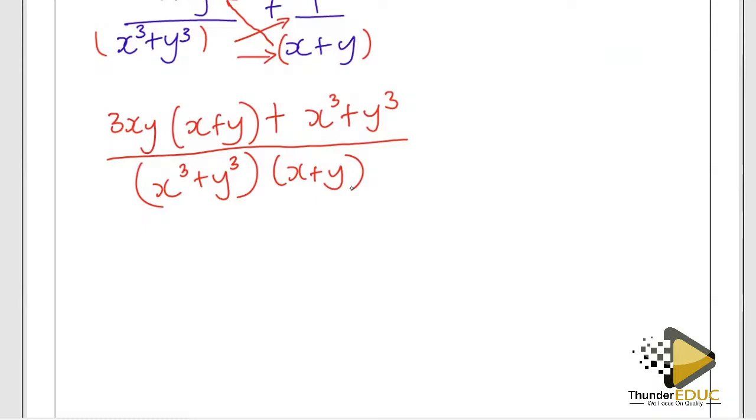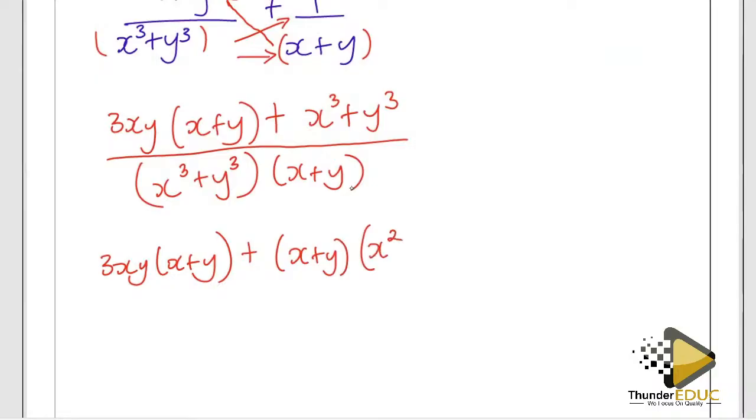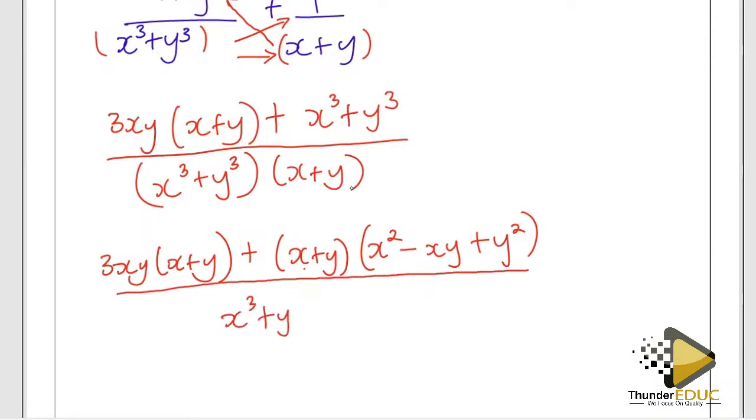Okay, the sum of 2 cubes. So I'll keep this: 3xy into x plus y, plus, factorizing this, it will be x plus y into x squared minus xy plus y squared, and we're dividing this by x cubed plus y cubed into x plus y.